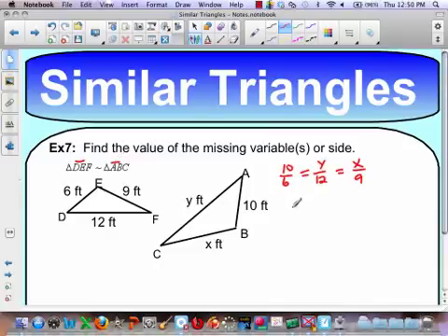All right, so let's solve these individually. So we have 10 over 6 equals y over 12. Okay, so how do I solve for y?